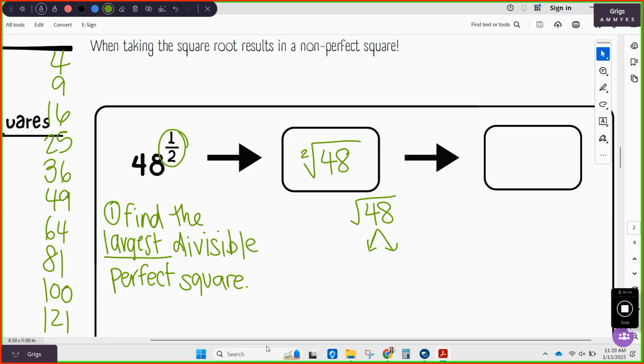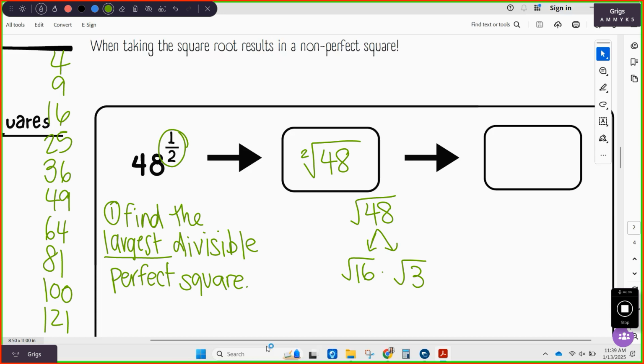16. So what I say, because I'm dealing with square roots, is the square root of 16. What multiplied times 16 to get me 48? 3? Do we agree with Jaslyn? So when I break the square root of 48 apart, I'm saying the square root of 16 times the square root of 3 gives me the square root of 48. You with me? And I'm just simplifying.